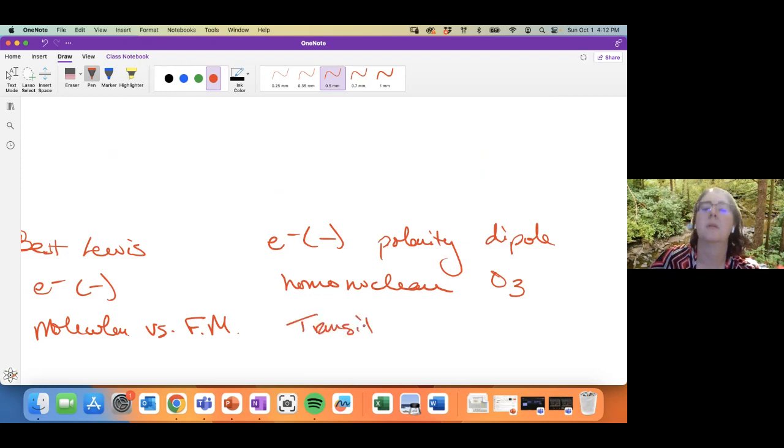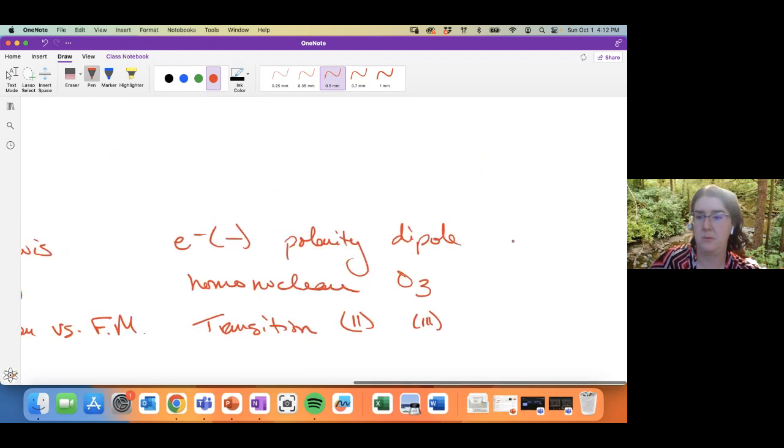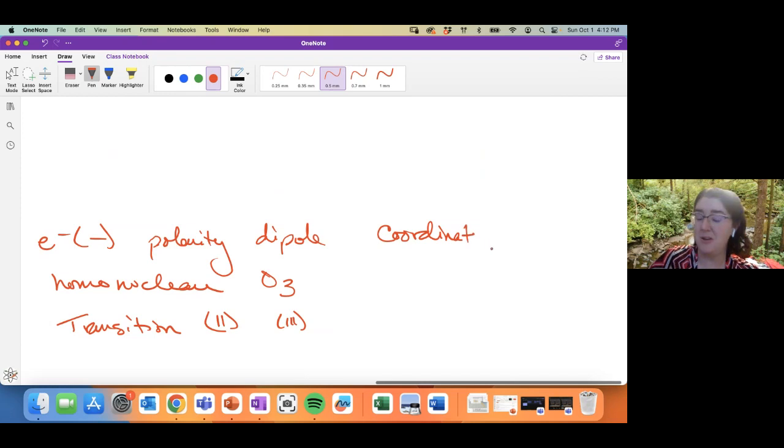Also, which one should we look over? The other one is, do we have to know coordinate covalent bonds or Lewis acids and bases? Sorry if I spelled anything wrong. No, you're doing great. You're doing great.